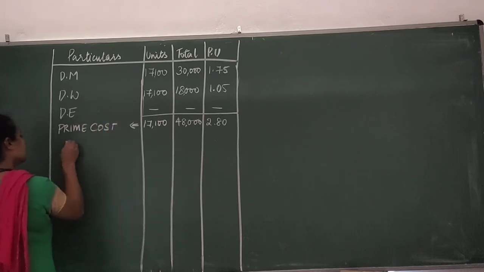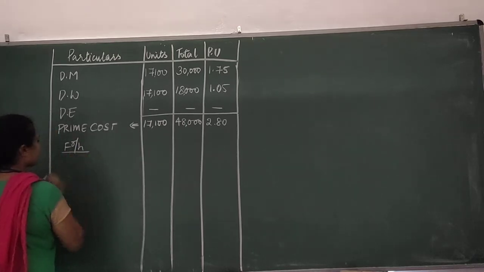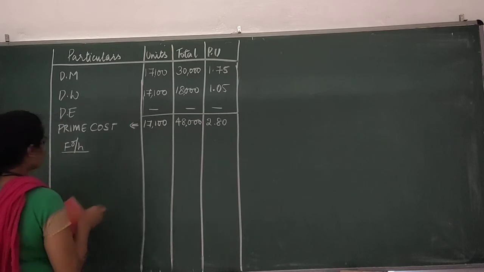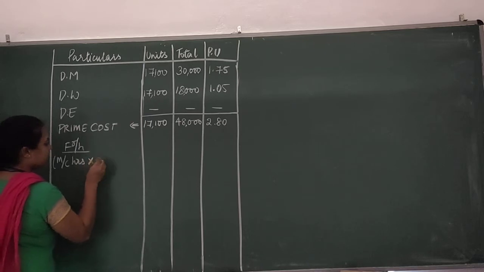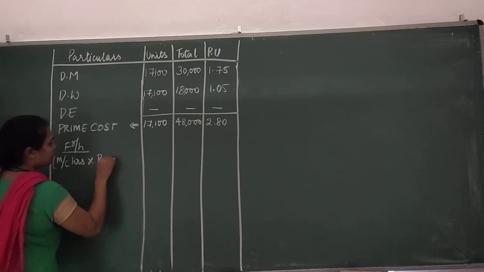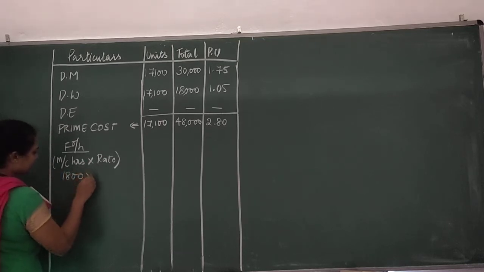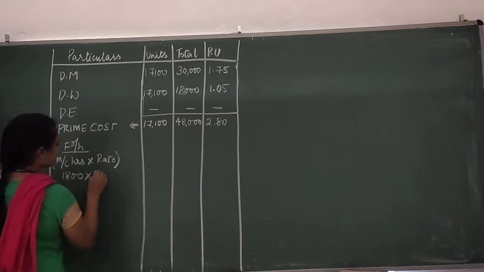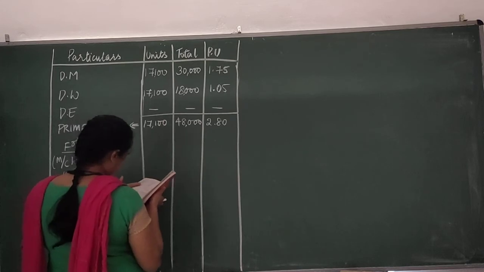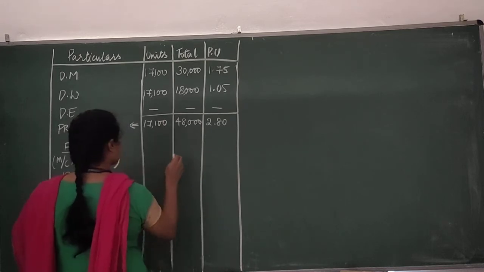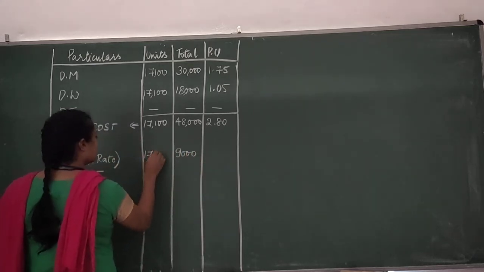The next thing is factory overhead. In this particular problem, factory overhead is not given directly, but the machine has worked, so we use the rate per hour. It has worked for 1,800 hours, and for 1 hour it is 5 rupees. So the total will come around 9,000 rupees. The total is coming around 9,000 for how many units?